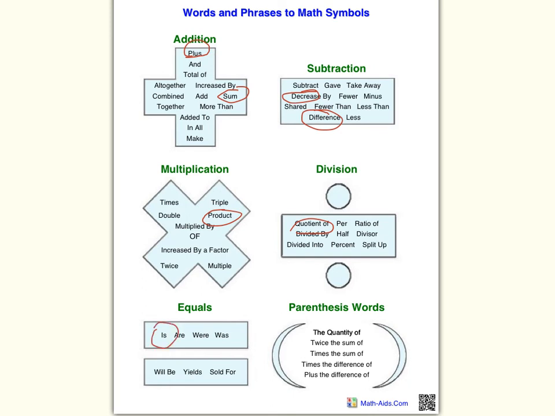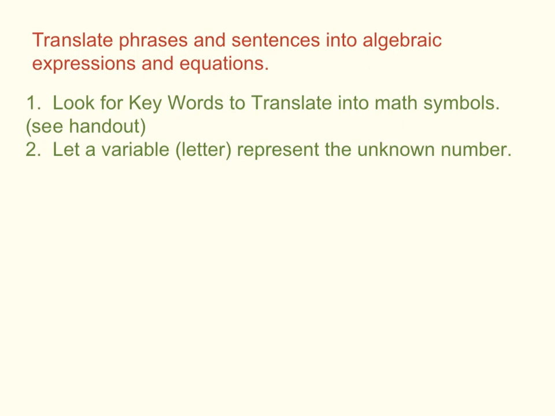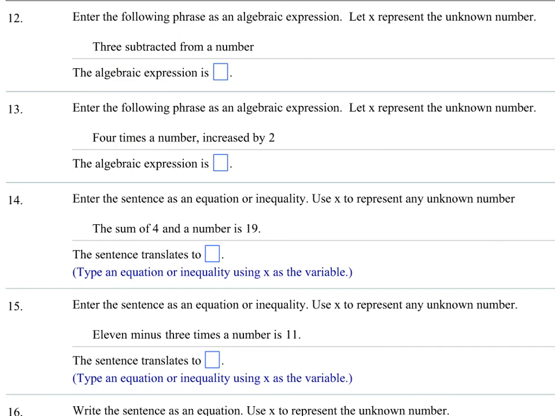And then sometimes for parentheses, you might see words put together. A lot of times it'll say like the quantity of, or twice the sum of. And you can see all of these have the word of in it. So that'll indicate that you need some parentheses. Then the second thing we'll do is we'll let a variable, a letter, represent the unknown number that we're trying to solve for. So let's look at a couple of examples here.